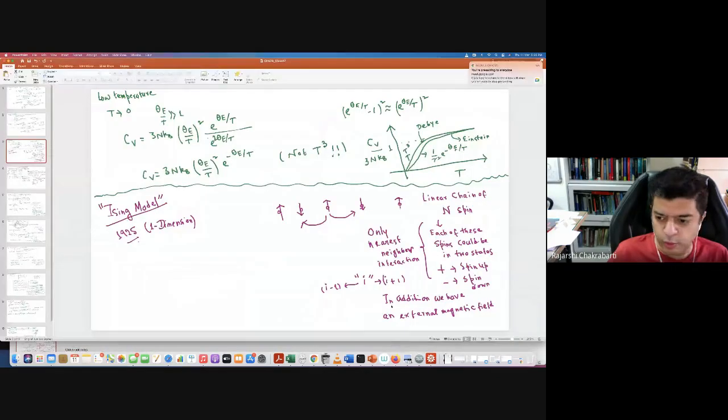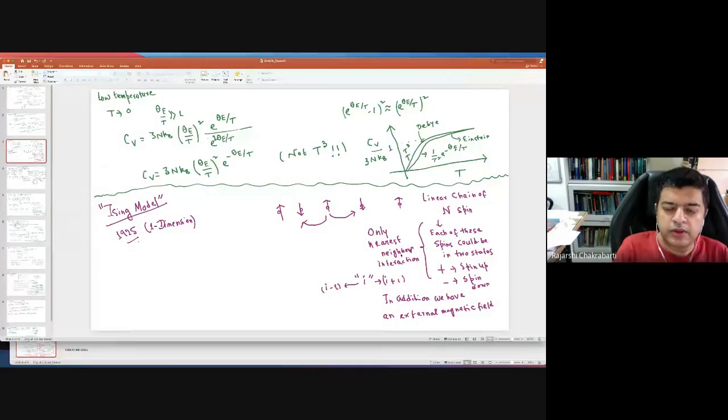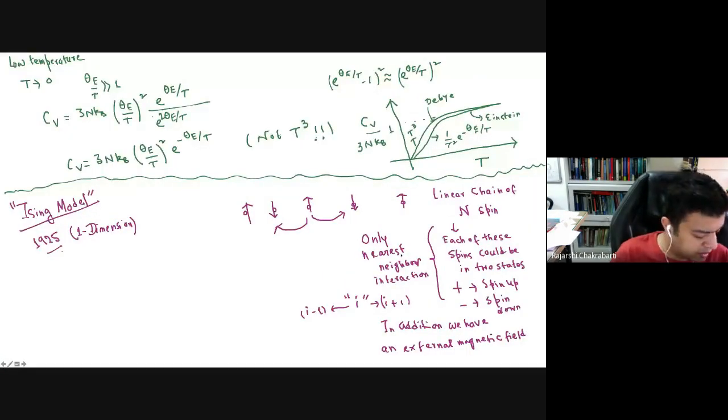What we were doing in the last class. So we were actually dealing with the Ising model. So what is the model? The model was one dimensional.